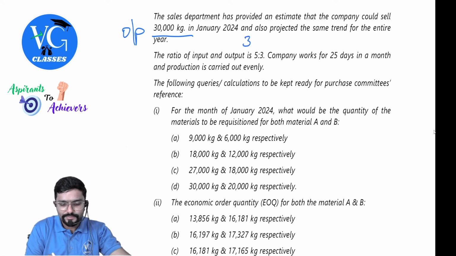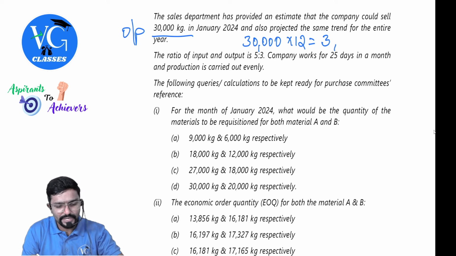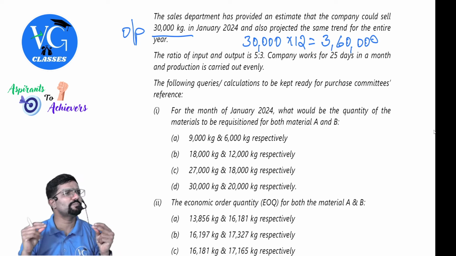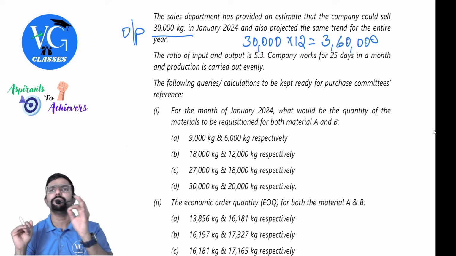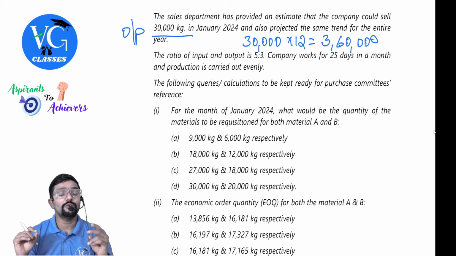How did you get, sir? 30,000 into 12. Uniform, na? They're telling the trend will continue. So what's the total output, guys? In a year, 3,60,000. In a month, 30,000. Good. The ratio of input and output.